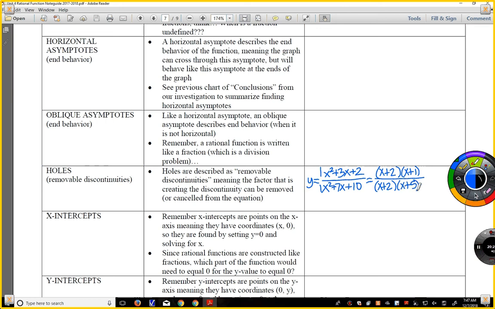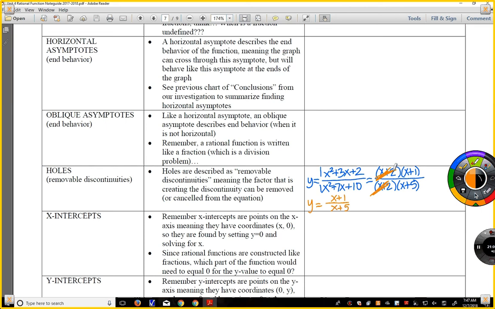So what can happen here? Yeah. These can cancel out, okay? Meaning that this function can be simplified to this. Okay? So here's the difference between removable discontinuity and non-removable discontinuity. Ready? Removable discontinuity, as in it was removed from the equation. See? Okay?